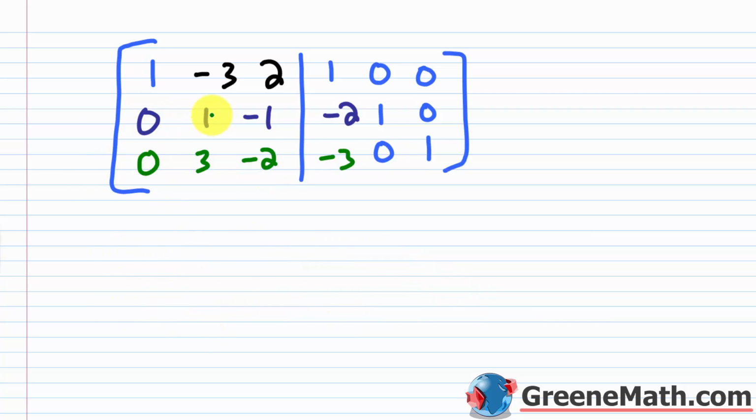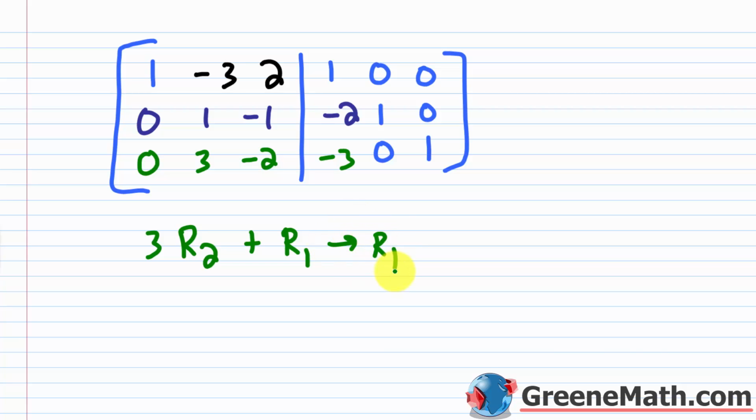Now we're going to move to this column here. Conveniently, we already have a 1 again, so we don't have to do anything there. We just need to use that 1 to get our 0 here and our 0 here. I'm going to get rid of this one first. I'm going to make this a 0. So I'm going to multiply row 2 by +3, and add the result to row 1. That's what I'm going to replace row 1 with.